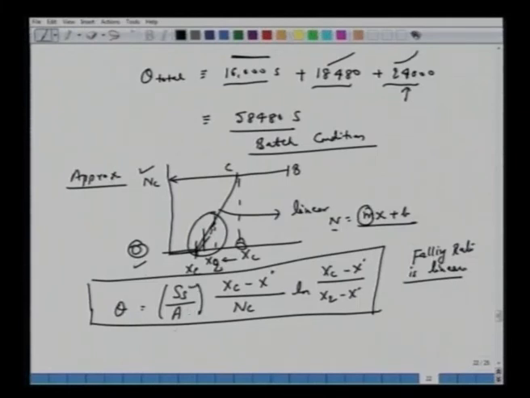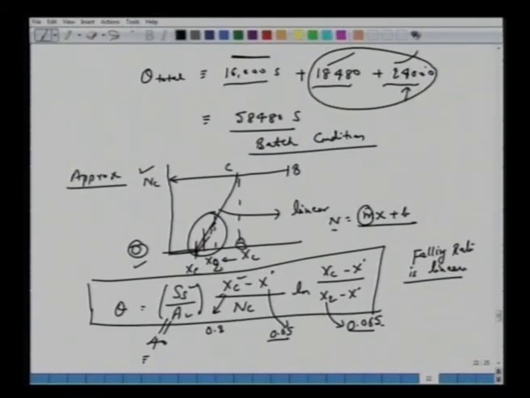So SS by A is known to us, this is 40, XC is 0.2, X star is 0.05, the equilibrium moisture content, and X2, you have to dry till 0.065. SS by A, the whole quantity, was 40. Put all these numbers in and you get very close to 18,480 plus 24,000, two numbers, which is 42,480 seconds.